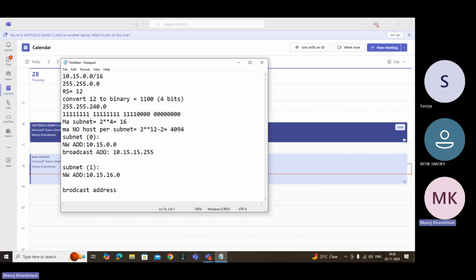By making all parts of the host ones, right? Are we with me, Ritik and Sanjay? Yes, I am with you. The formula which we know, how do we make the broadcast address? By making all the host binary bits ones. Now let's write the upper network address.